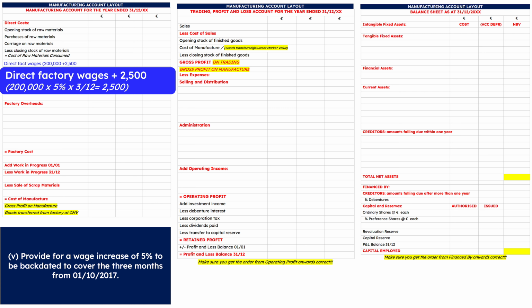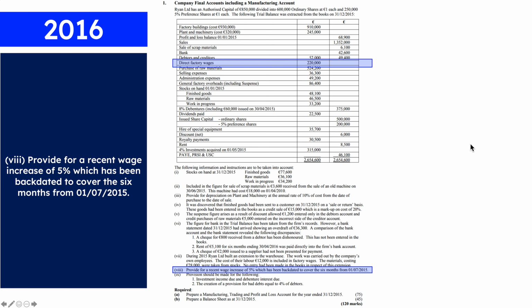the buildings adjustment video. So the direct factory wages were 200,000 in the trial balance, and then we add the wage increase of 5% to be backdated to cover 3 months. So 200,000 by 5% by 3 over 12 is 2,500. So you just add the 2,500 there. And then in creditors minus 1 year, you have wages due 2,500. And that's that.